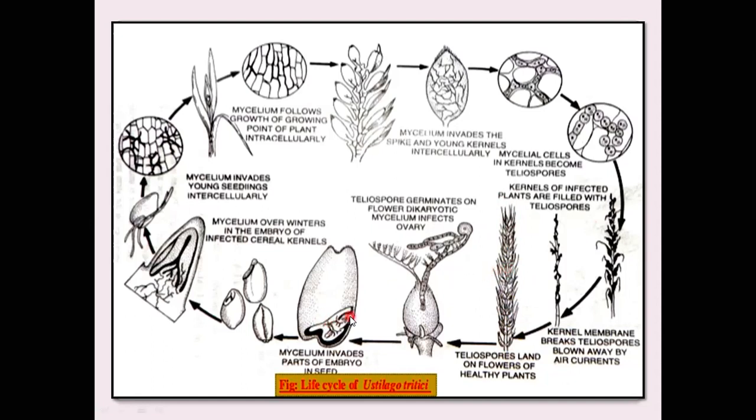Means in this case primary infection is internally and externally seed-borne fungus and becomes systemic, and secondary infection is this sporidia disseminated through wind or air currents, and in this way the disease spreads from the infected plant to the healthy plants. So this is the primary infection, secondary infection, and etiological parts of Ustilago tritici.